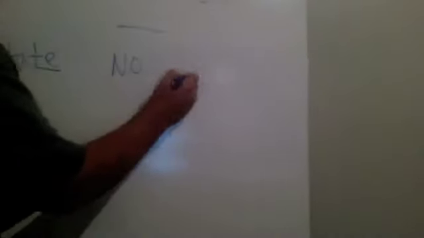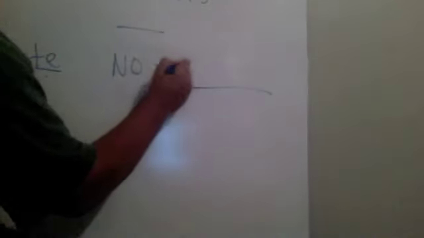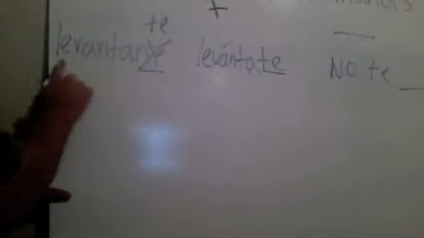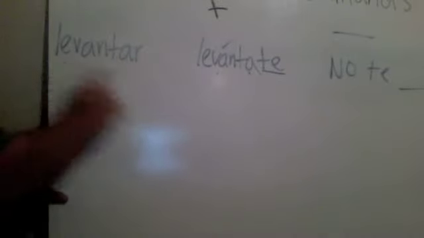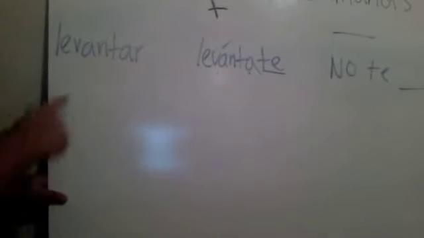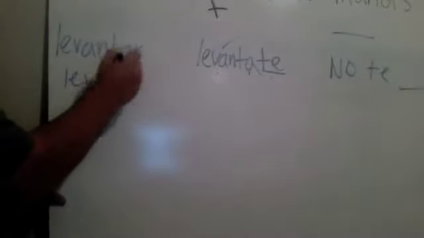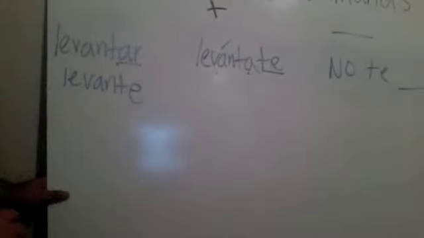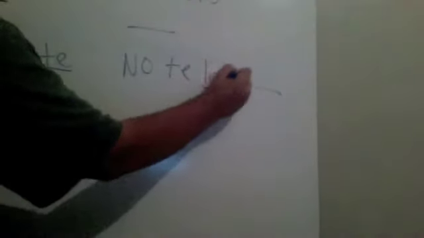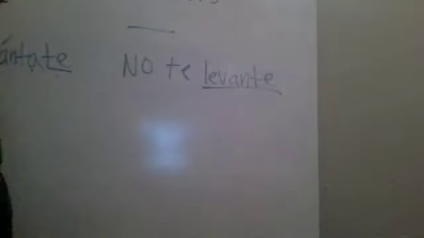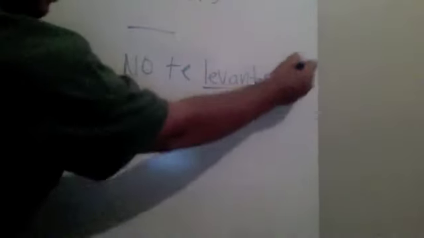Now let's make it negative. No. What happens whenever our command is negative? What happens with our pronoun? It goes before the command. No te. Now ask yourself, what's the usted command for that? Levant. It's an AR, so your opposite ending would be E. No te levante. And then we have to add one more letter, the S. No te levantes.